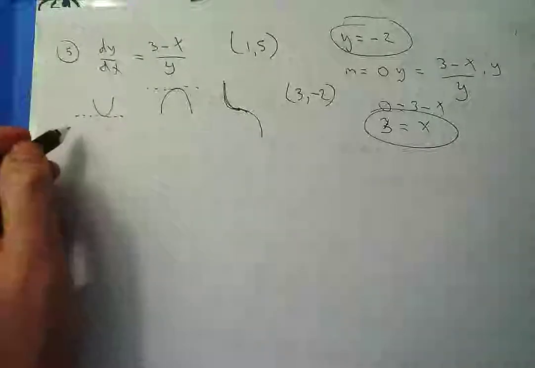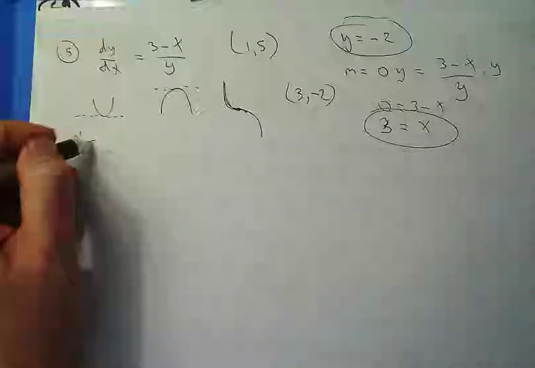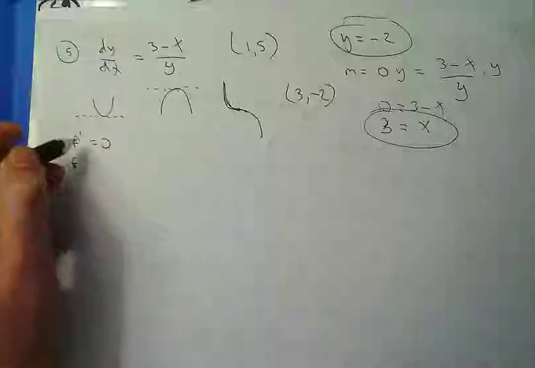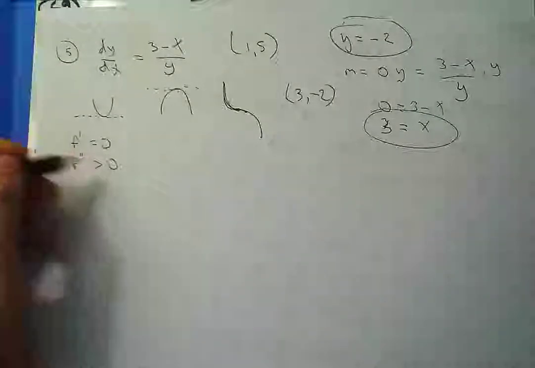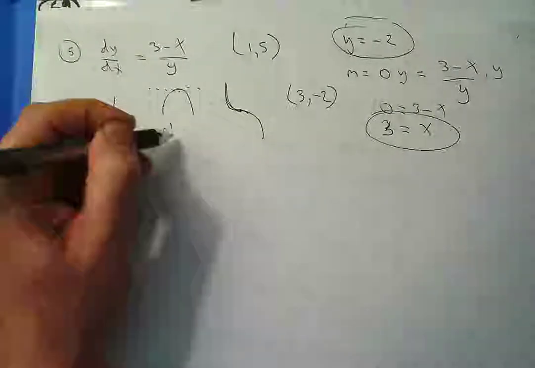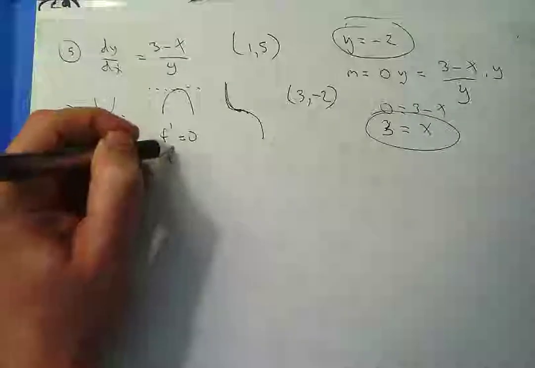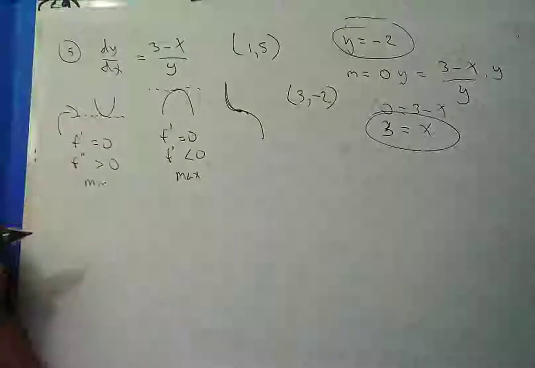Remember, with the second derivative test, you need to know when the first derivative equals 0 and if the second derivative is positive, that's a minimum. And if you know the first derivative equals 0 and the second derivative is less than 0, then you have a maximum.